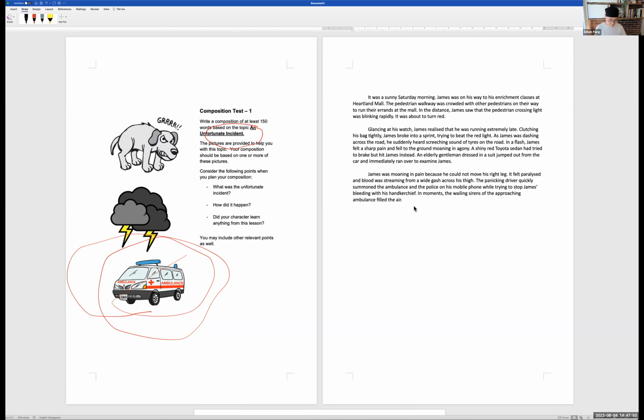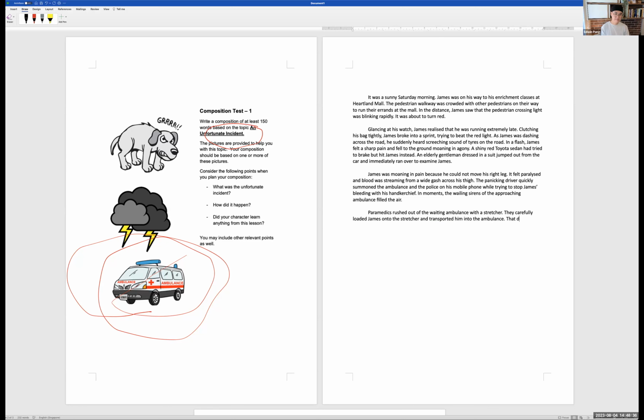So last paragraph, right? So now the ambulance has arrived, right, on the scene. The people who are in the ambulance are called paramedics, right? So paramedics rushed out, okay, of the waiting ambulance with a stretcher, right? They carefully loaded James onto the stretcher and transported him into the ambulance.